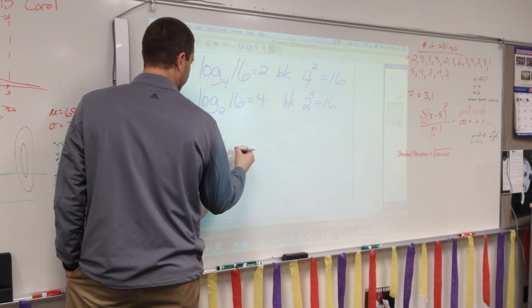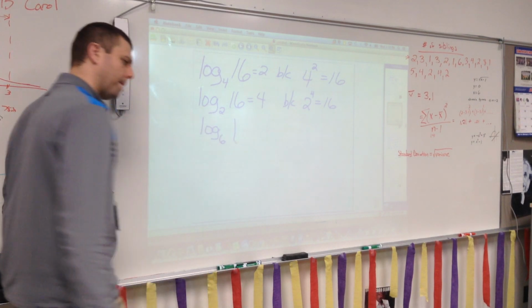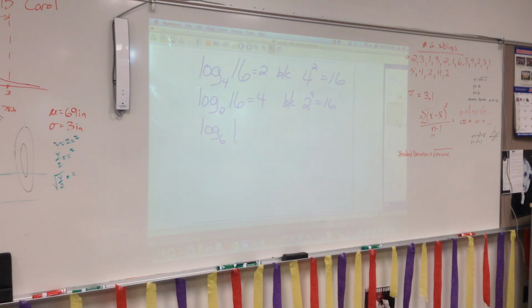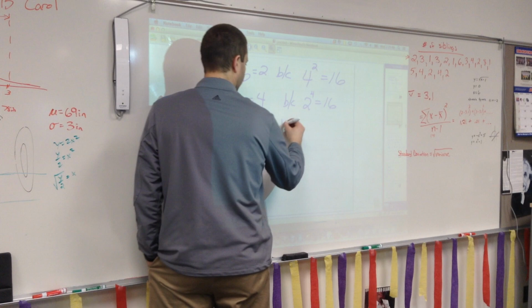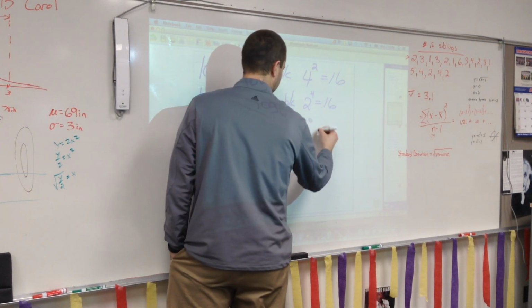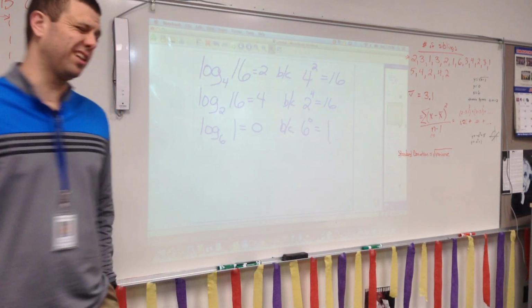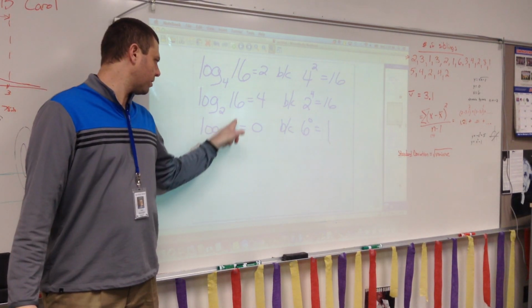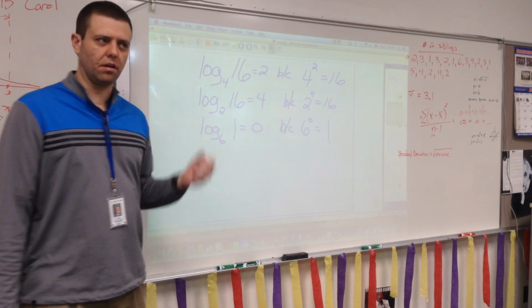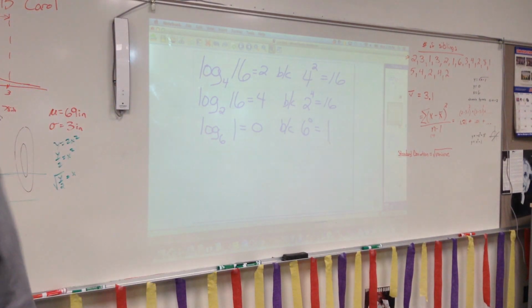Log to the base 6 of 1. Would it be like a negative exponent or something? Nope. Or a 0? 0, and the 0th power is 1, because anything to the 0th power is 1. Very good. This answer would be 0, again because 6 to the 0th power equals 1. So anytime you see a 1 right here, log of any base of 1 will be 0.